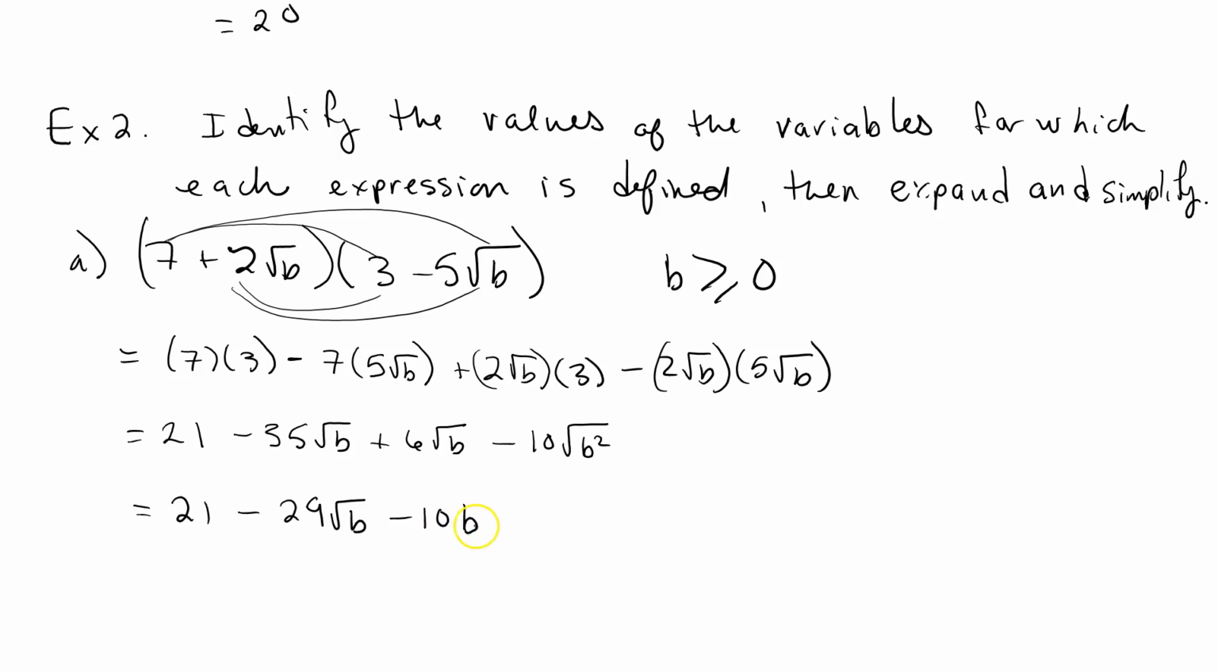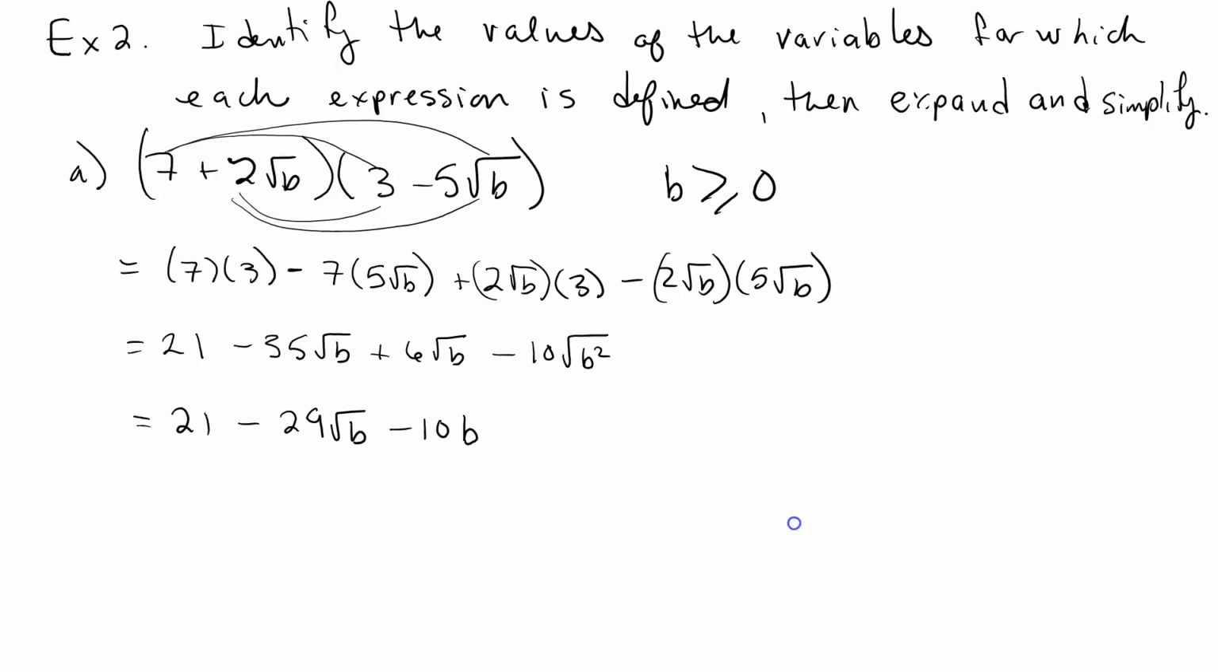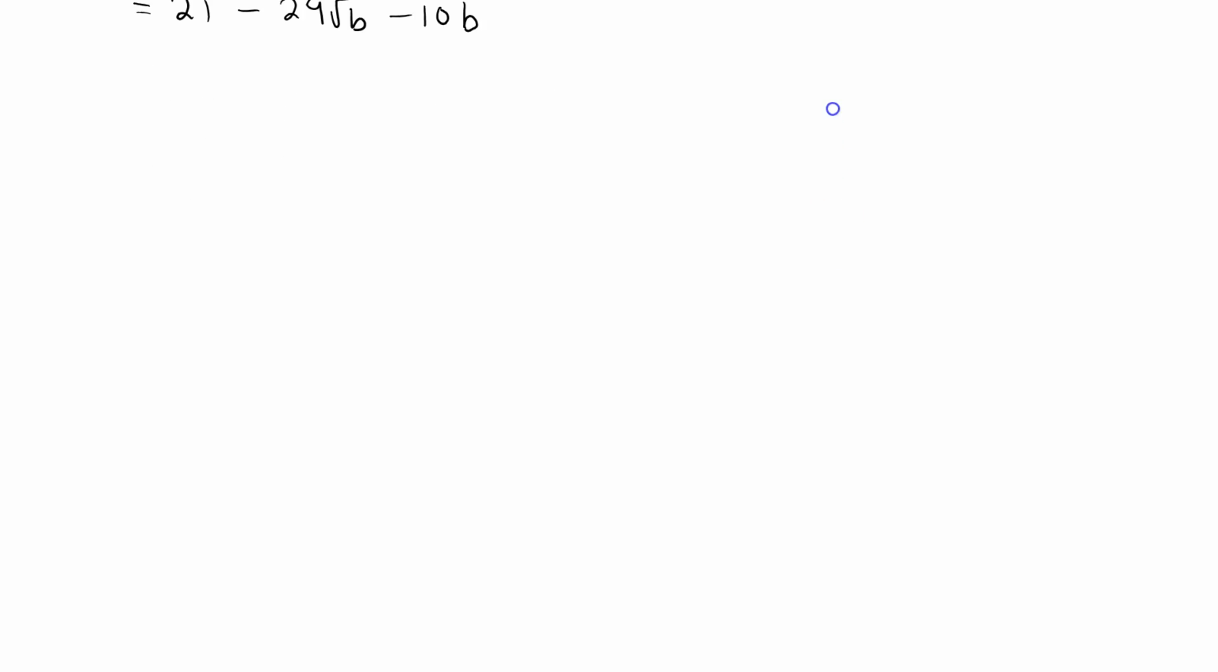Now we would have to say the absolute value of b, except for in the beginning here we defined b as having to be greater than 0. So we know that it's going to be greater than 0, which means we don't have to worry about that value being negative. Let's do another one, shall we?